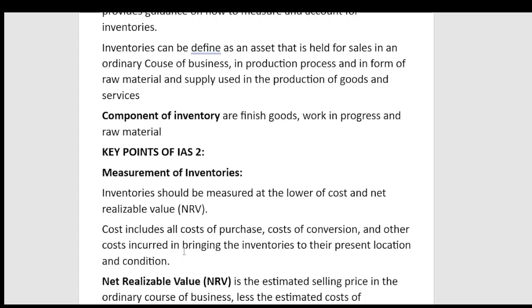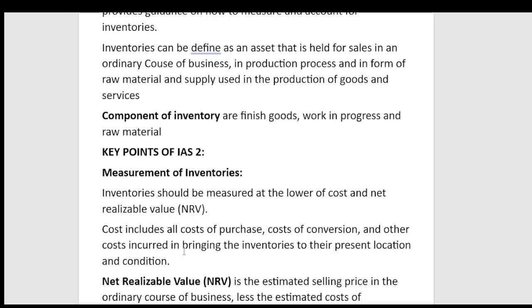When you purchase an inventory, let's say for 5,000 naira, the cost of conversion, the costs incurred in bringing the inventory, such as transportation, import duties, any cost that is associated with that inventory, all of them should be merged together to give you the cost of that inventory. That is what this is saying. And again, it says that inventory should be measured at the lower of cost and net realizable value.